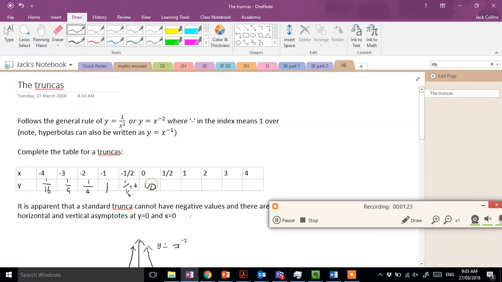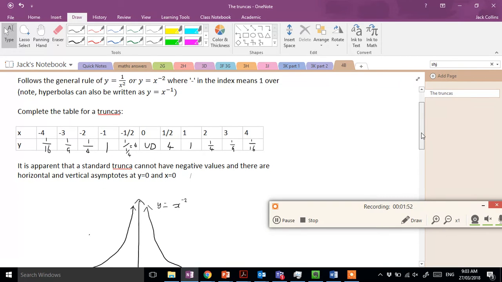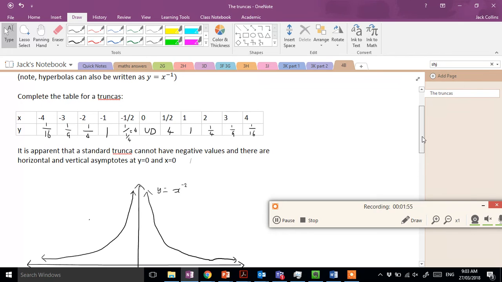When x is equal to 0, 1 over 0 squared is undefined. And then you'll see when x is equal to a half, we've got positive values again. That's 1 over a quarter, which is equal to 4. Then 1 is 1, a quarter, a ninth, and a 16th. So we can see, much like a parabola, that the truncus is symmetrical about the y-axis.